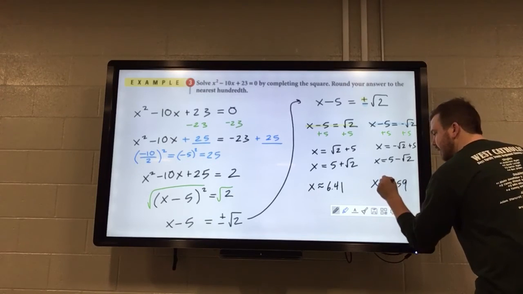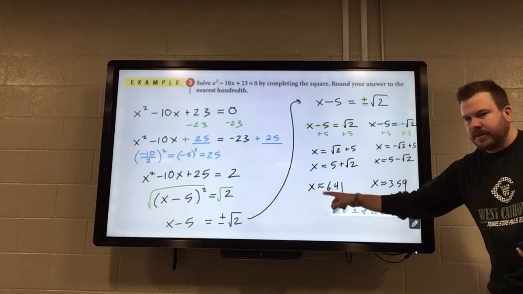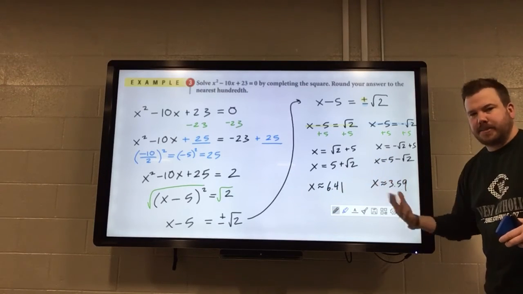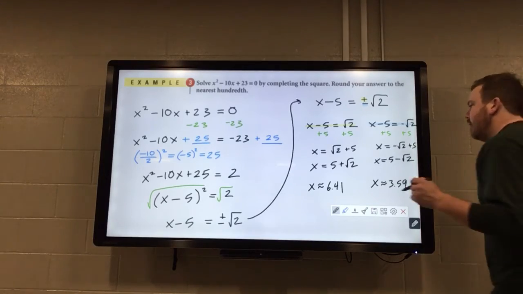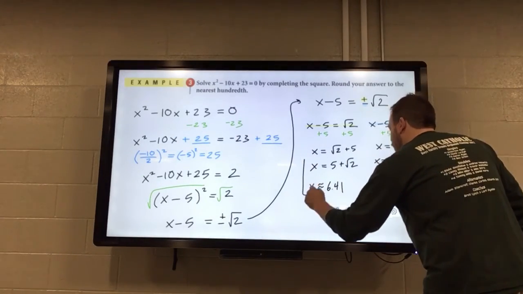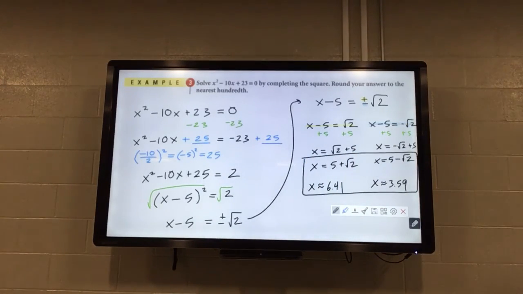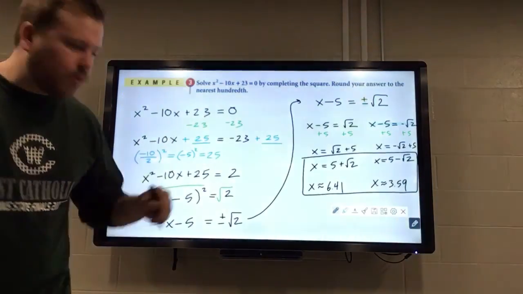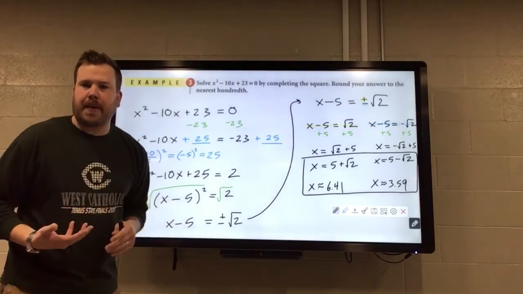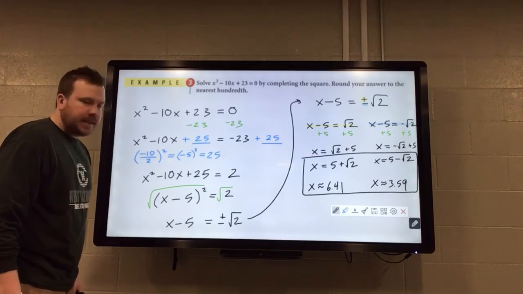This symbol here, the squiggly equal sign, means approximately. Don't worry, I won't mark you down if you don't use it. So, our solutions, written in exact form on the top and approximate form on the bottom, are right here. And hence we have solved by completing the square again. Why did we go through all of this long process? Why didn't we just solve by factoring? We couldn't. And that is solving by completing the square.